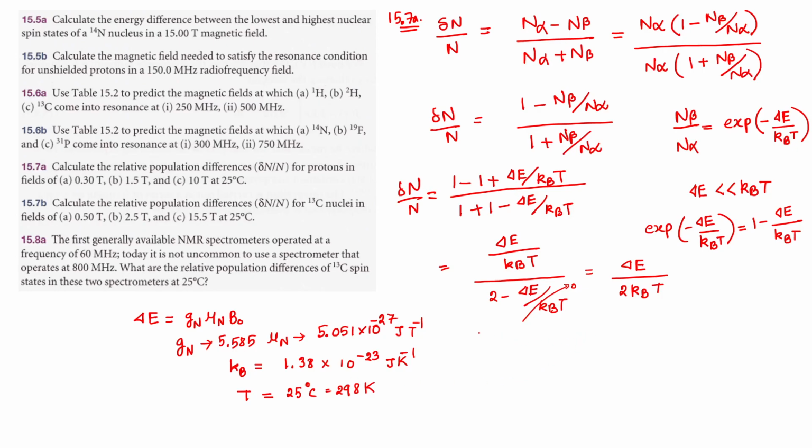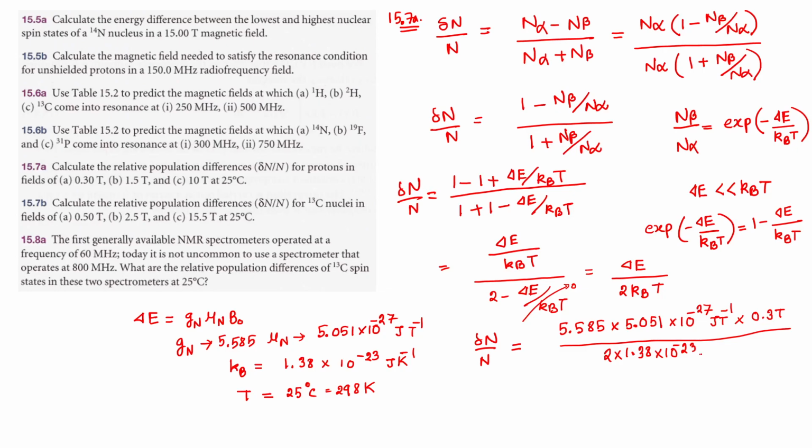So we'll plug that in here. Let us see how much we are going to get. Delta n by n is Gn, 5.585, multiplied by 5.051 into 10 to the power minus 27 joule Tesla inverse, multiplied by one of the B0 values, that is 0.3 Tesla, divided by 2 into 1.38 into 10 to the power minus 23 joule Kelvin inverse, multiplied by 298 Kelvin. So let me calculate the value.